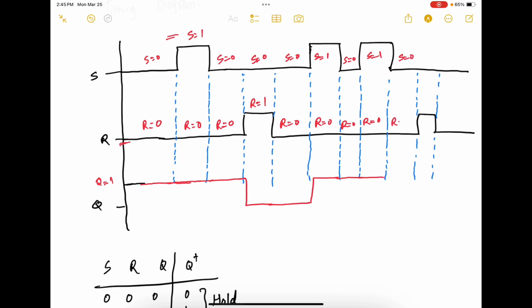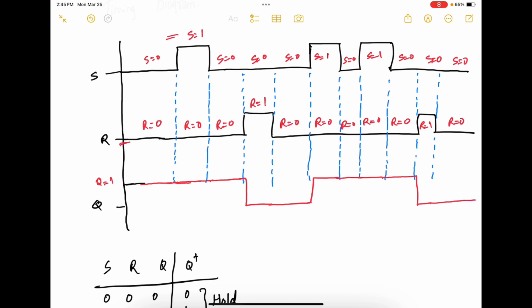S is 0, R is 0. So hold the value of Q. Now here S is 0, R is 1. That is the reset operation. So you make the value of Q down to 0. S is 0 and R is 0. So keep holding the value of Q.